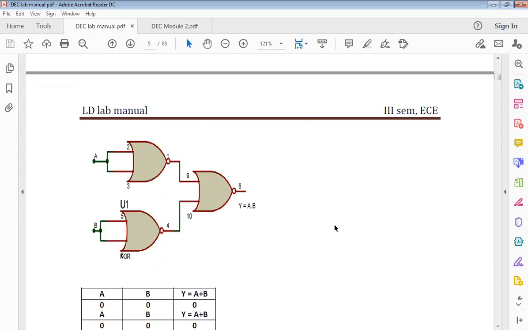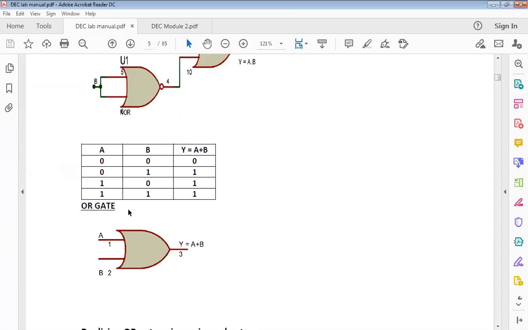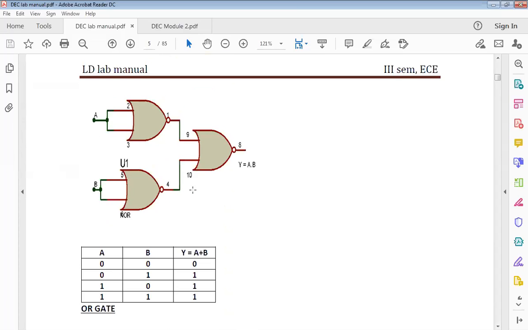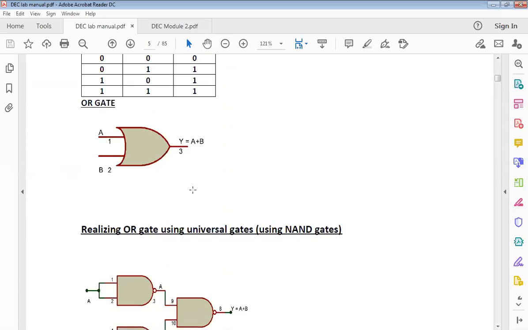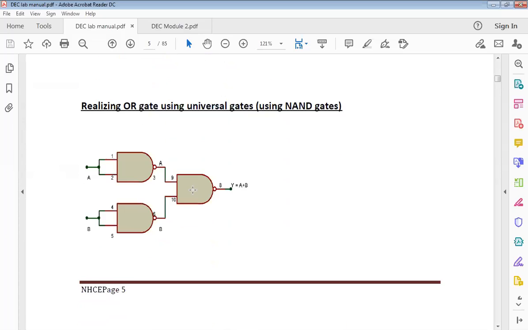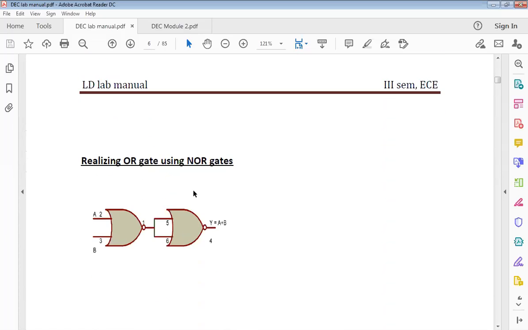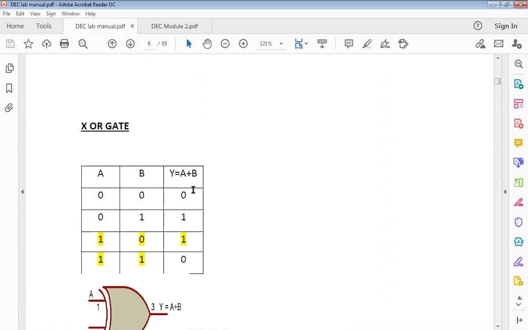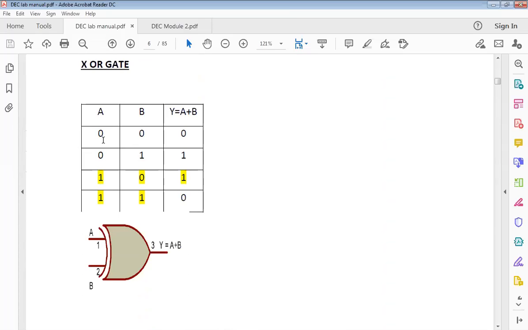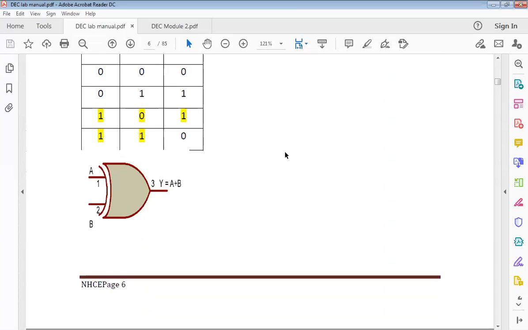Similarly, the same thing with your NOR. You have your truth table and your NOR implementation. Your OR gate, your XOR gate. You know that if the values are the same, the output is 0. If the values are different, then the output is going to be high. So that's the specialty of your XOR gate.